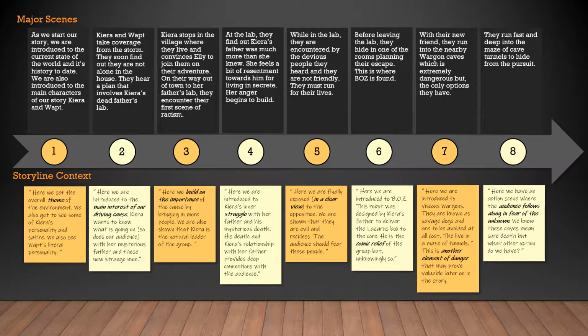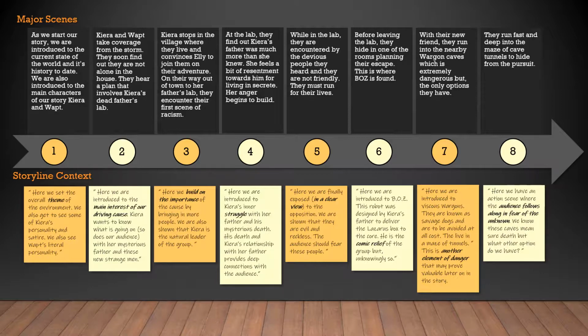In scene 5, while in the lab, Kiara and her group are confronted by a not-so-friendly group of thugs. They must now run for their lives. Here we are finally exposed in a clear view to the opposition. We are shown that they are evil and reckless, and the audience should fear these people.